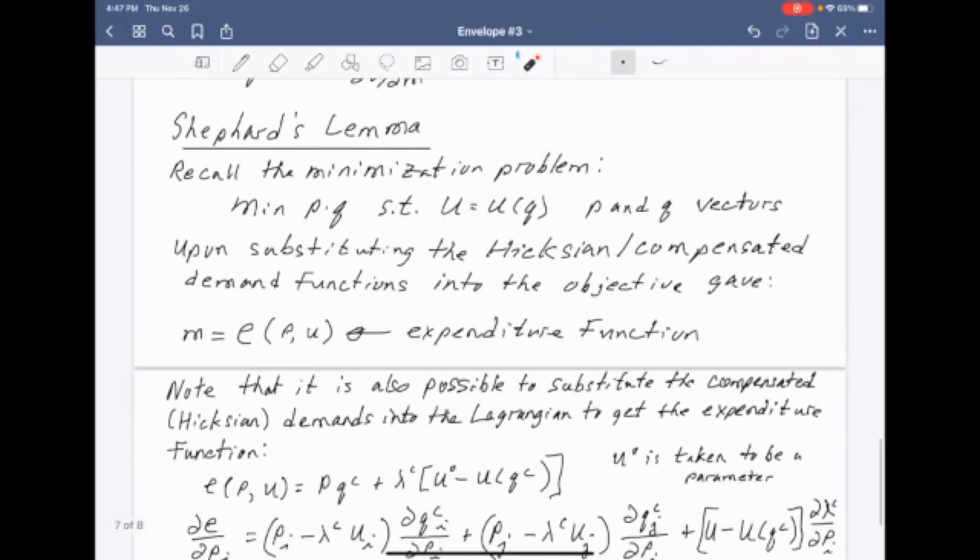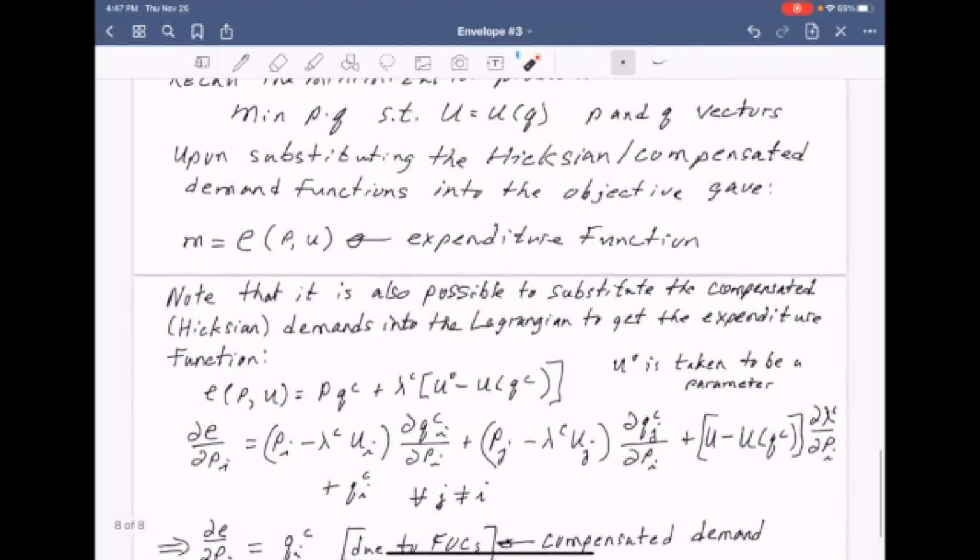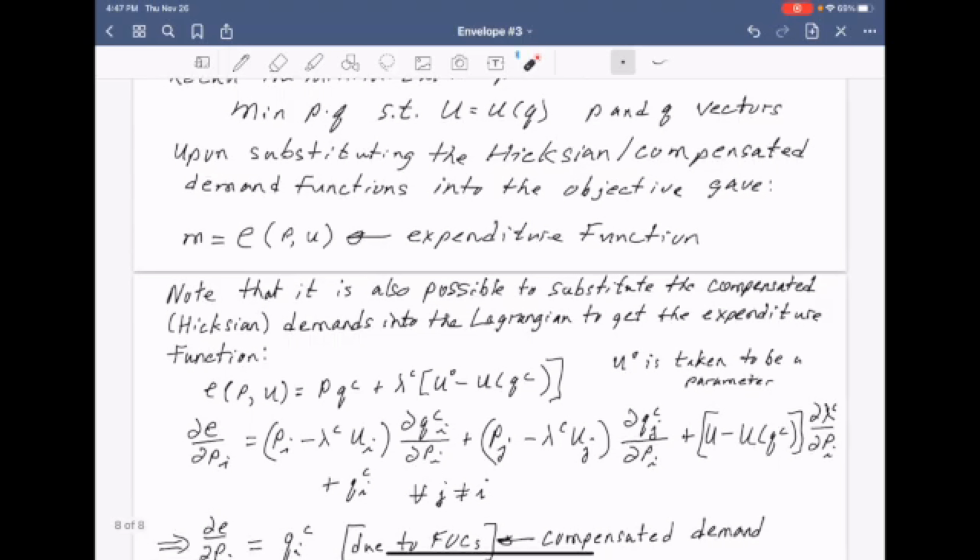But again, what we could do is substitute the compensated Hicksian demands into the Lagrangian to get the expenditure function, in which case we have an expenditure function that looks a little bit different, but it's still a function of P and U. But here it's P times QC, where the C represents the optimal Hicksian or compensated demand, and lambda C, the same thing. It's related to the minimization problem.